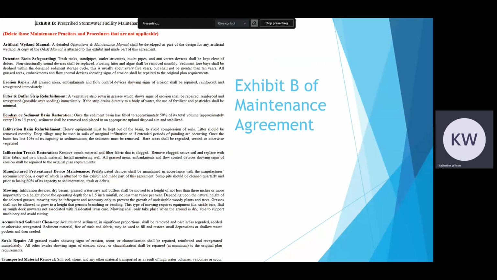This is an example of some of the prescribed maintenance needs per practices identified in the maintenance agreement, describing what the property owners are responsible for. So, for example, under erosion repair, let's say you notice there's erosion in your inlet swale. Say the riprap is washed away after a big rain event. The maintenance agreement states that areas showing signs of erosion shall be repaired, reinforced, and revegetated. So this is a great guideline for maintenance.